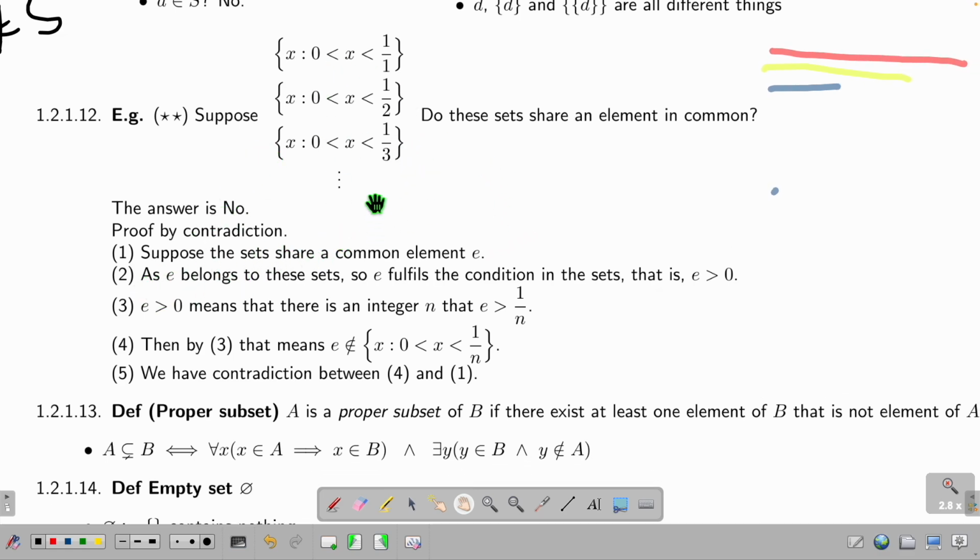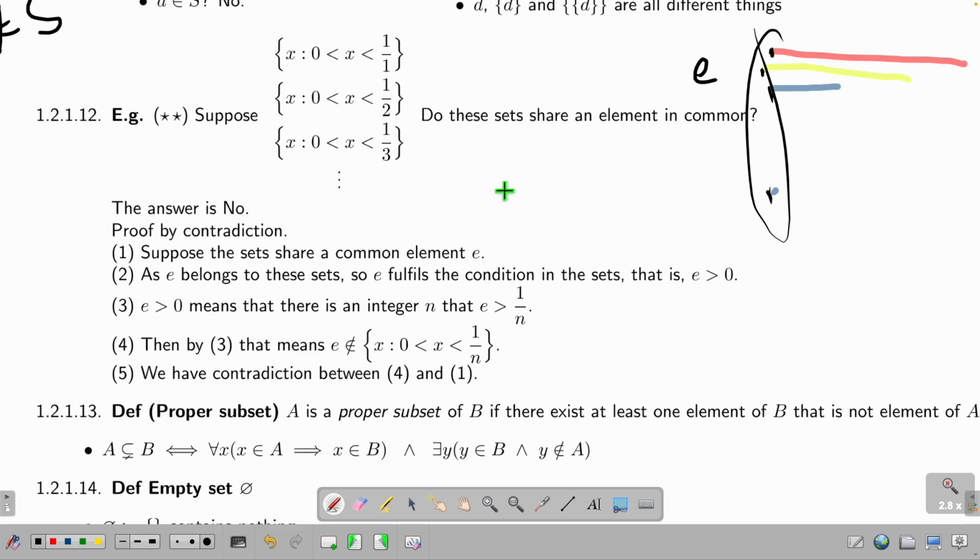Prove by contradiction. Suppose I said these sets have a same element I call E. And if you look at this picture, these sets are getting smaller, smaller, smaller, and smaller. So I can say the E is just this corner. Okay, that means E is here. Let's say that E belongs to all the sets, right? So I think they are this corner point.